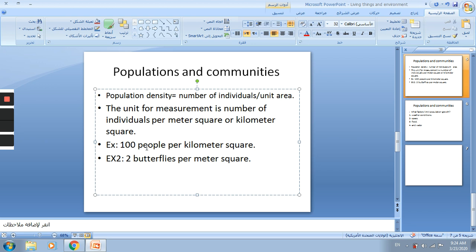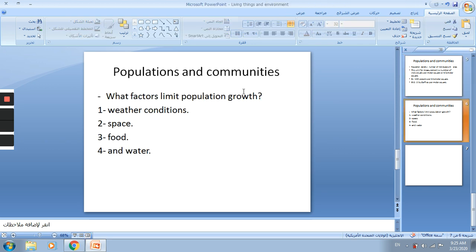Example one: if I have 100 people per kilometer square, this is called population density. Example two is two butterflies per meter square. Two is the number of individuals per unit of area, meter square. Population and communities, let's continue.